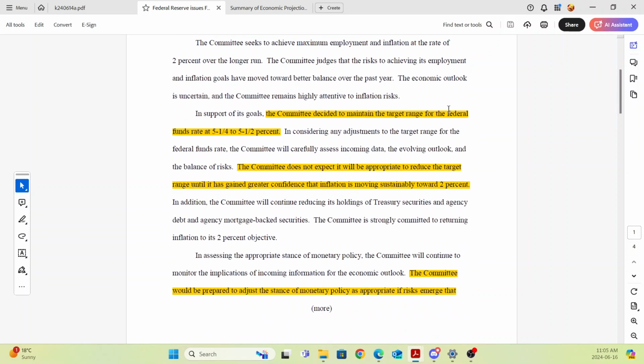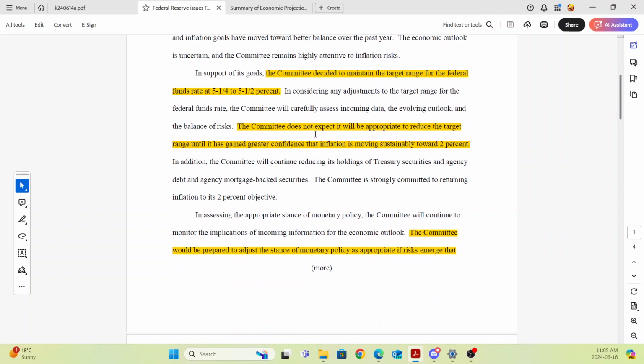So the next key thing was that the committee decided to maintain the target rate for the federal funds rate at 5.25 to 5.5%. The committee does not expect it will be appropriate to reduce the target range until it has gained greater confidence that inflation is moving sustainably toward the 2% target.